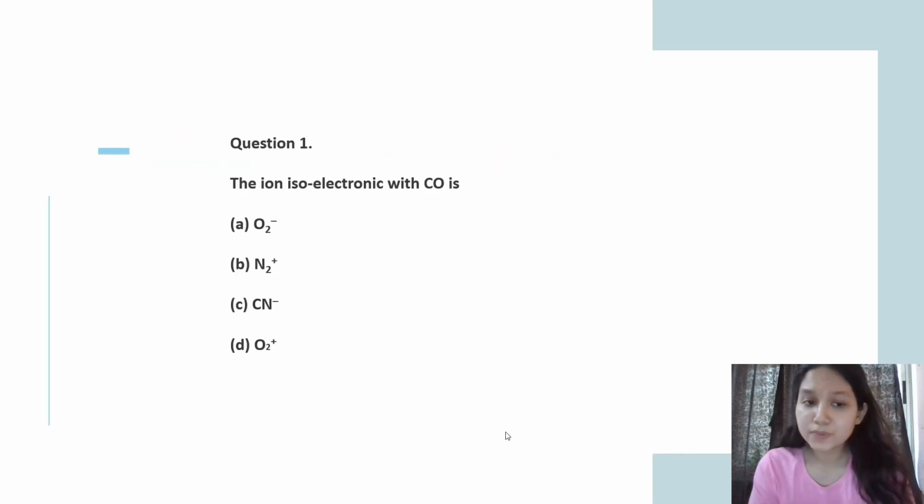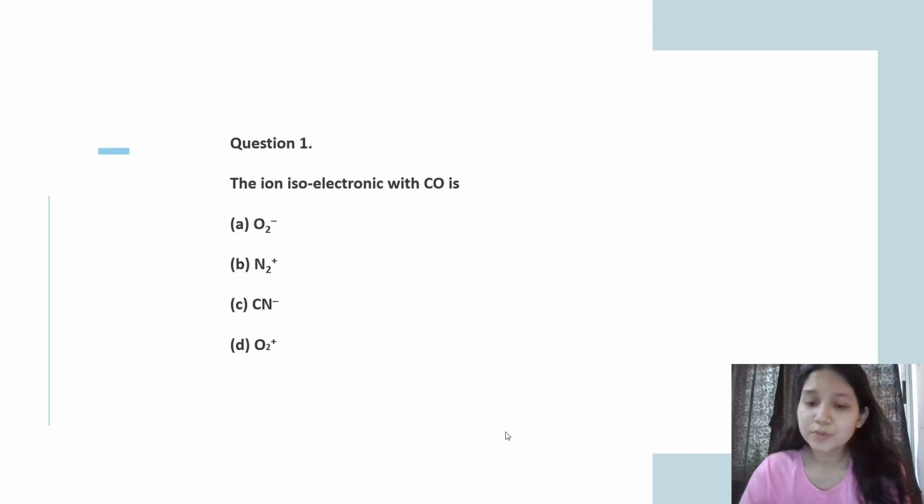So the first question we have today is: the ion isoelectronic with carbon monoxide is. There are 4 options given here: O2 minus, N2 plus, CN minus, and O2 plus. Out of these 4 options, which ion will be isoelectronic with carbon monoxide? I would like to ask you all to try to solve this question. We will definitely solve the question together.